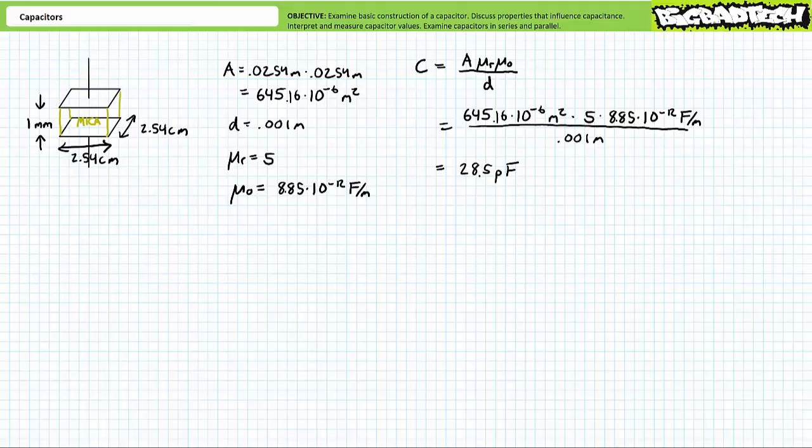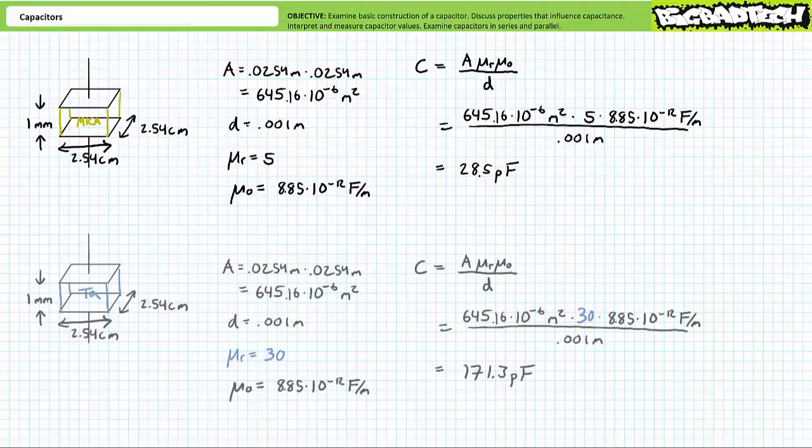What if we wanted a larger capacitance value? However, we're restricted to the same size package. Really, our only option is we'd have to swap out the mica dielectric for something with a larger relative permittivity. Let's say we employ tantalum as our dielectric.